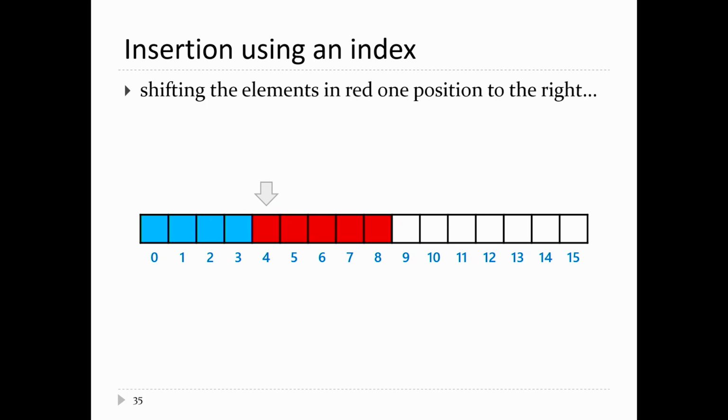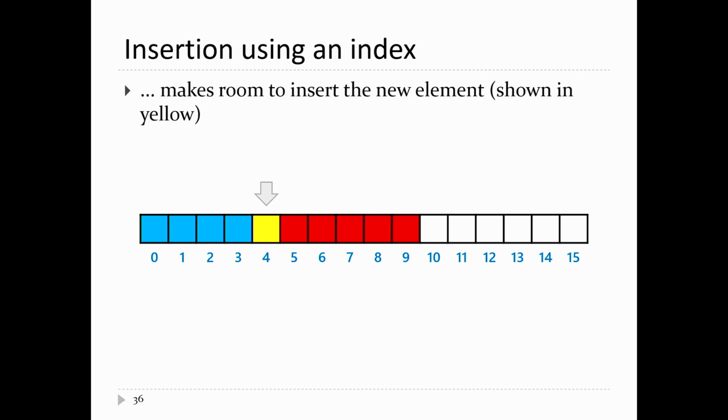So I have to take all the elements starting at the index, going to the end of the list, and move them over one position to the right. And that frees up a space at index 4 where we want to insert the new element. Once we've got that free space, we can now add the element to the list at index 4. And that's straightforward: you just set the element at that given array index.